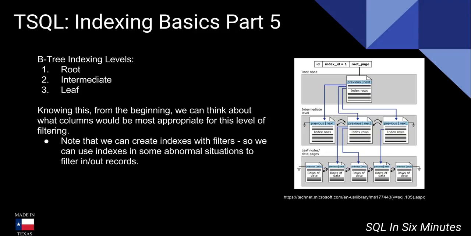So knowing that from the beginning, we can think about the columns that would be most appropriate for this level of filtering. Because the other levels, I would always like to think of the root level as being like the book itself, right? I want to find a passage in Harry Potter. The intermediate level is like the table of contents. Of course, this assumes that I know what chapter that passage is in, right? I mean, what happens if I don't? It's going to be a lot of work. And then, of course, the leaf is going to be the actual sentences, paragraphs, words, etc. That's where I'm going to actually have to go out and get those.